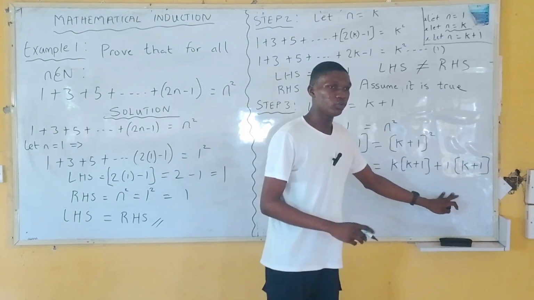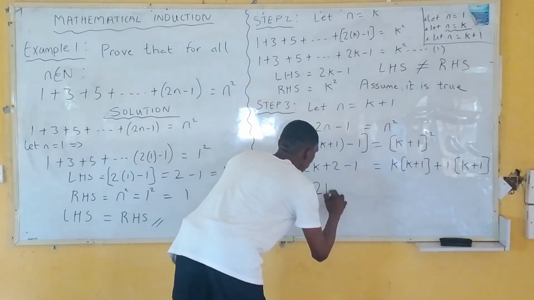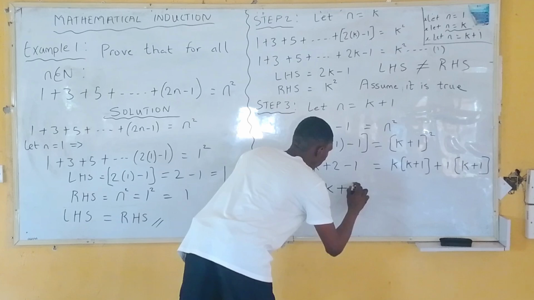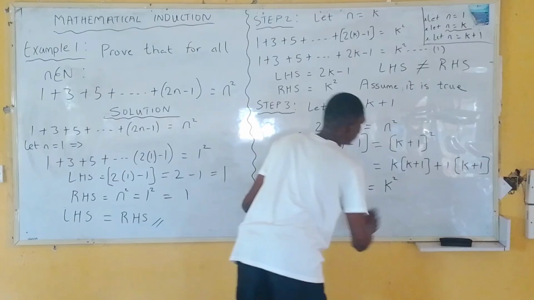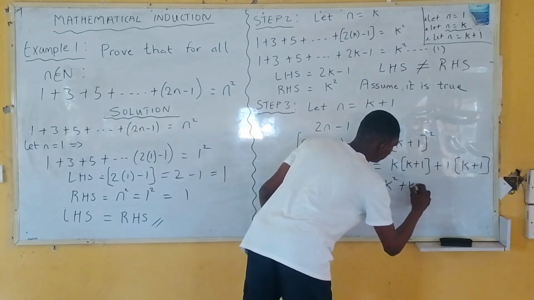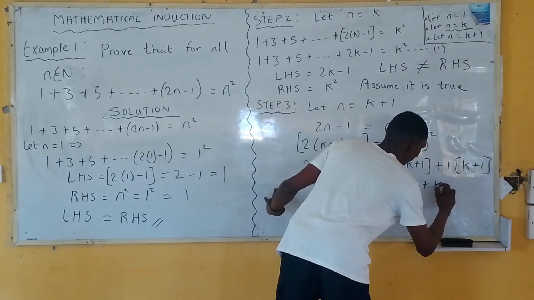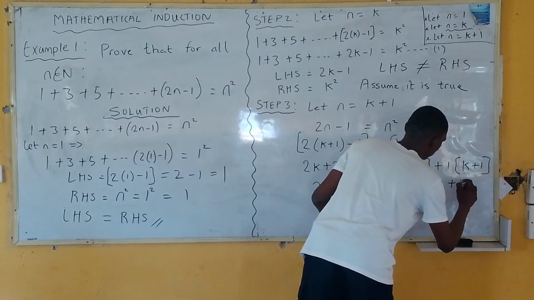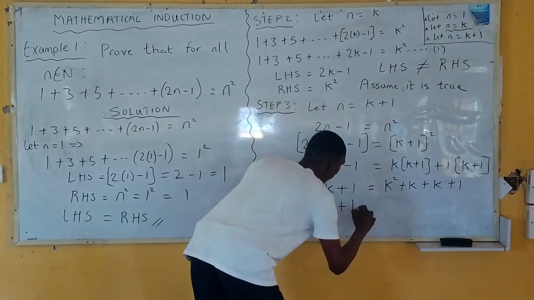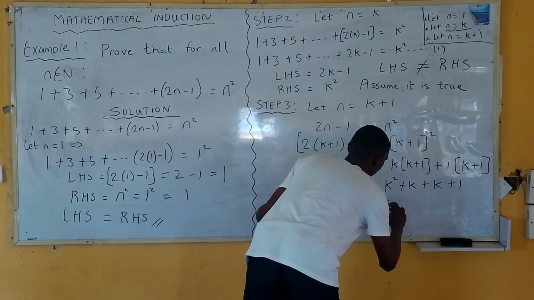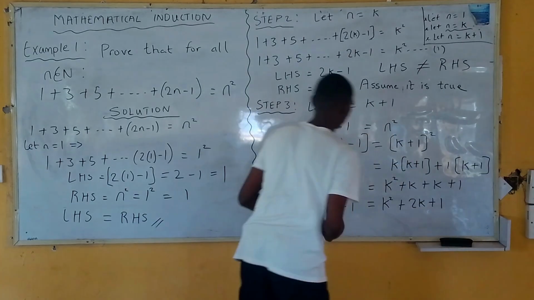What are you doing here? You are simply expanding. That's the whole idea behind this. So we have 2k plus 1 equal to k times k is k squared, k times 1 is k, plus 1 times k is k, plus 1 times 1 is 1. Alright, so we can then say that 2k plus 1 is equal to k squared plus 2k plus 1.